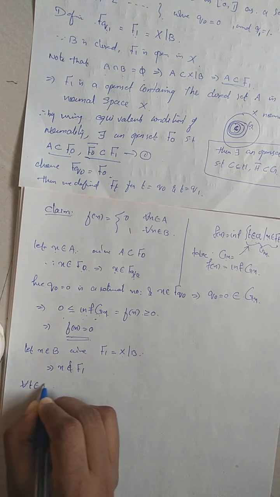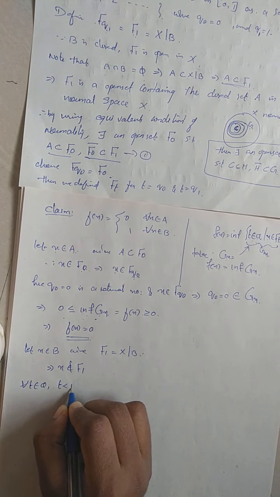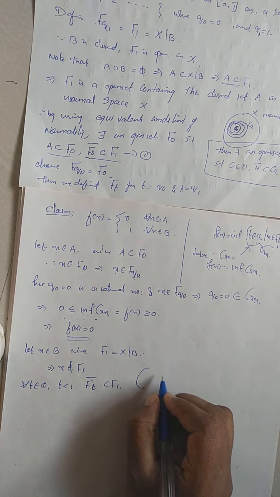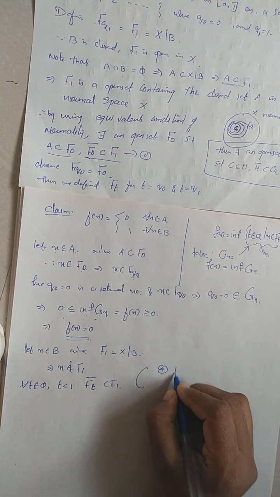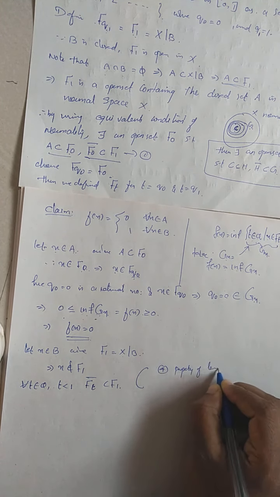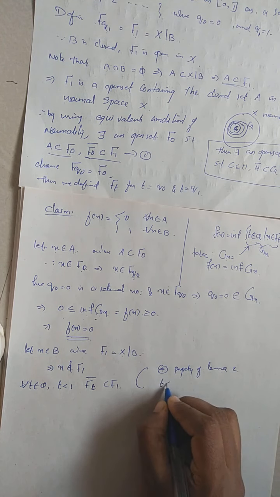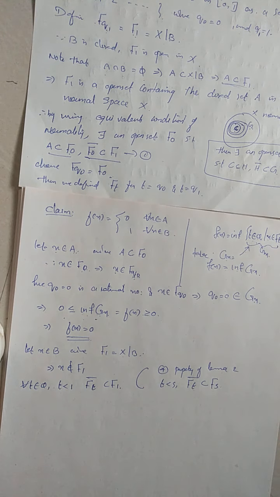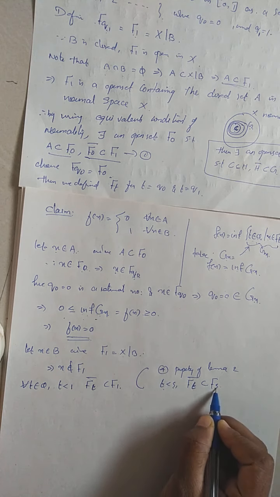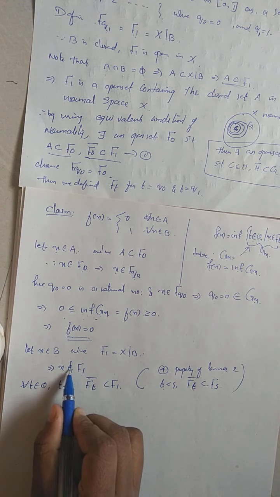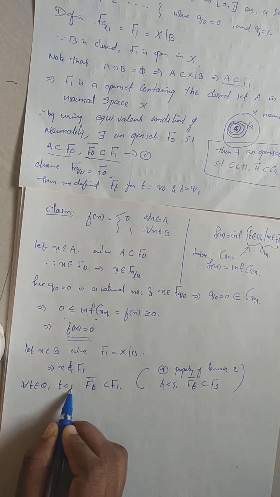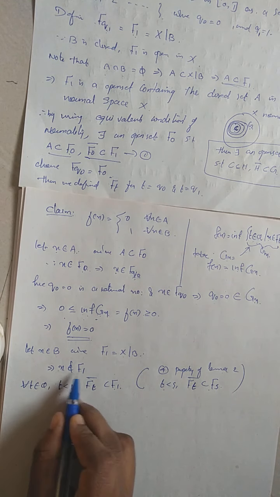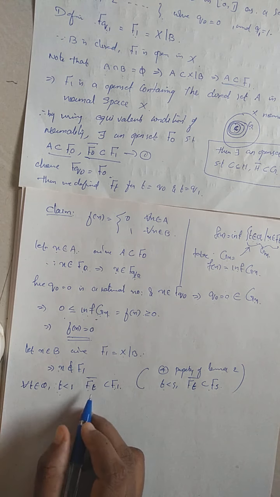Then for every t in Q such that t is less than 1, ft closure will be contained in f1, because all these ft satisfy the properties of lemma 2. And the fourth property of lemma 2 says that when t is less than s, then ft closure must be contained in fs. Here we know x naught belongs to f1, right? When t is less than 1, then ft closure must be contained in f1 by the fourth property. And x is not in f1 means x cannot belong to this closure also.